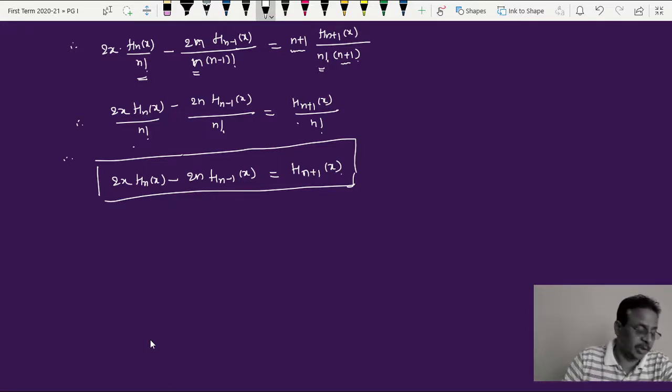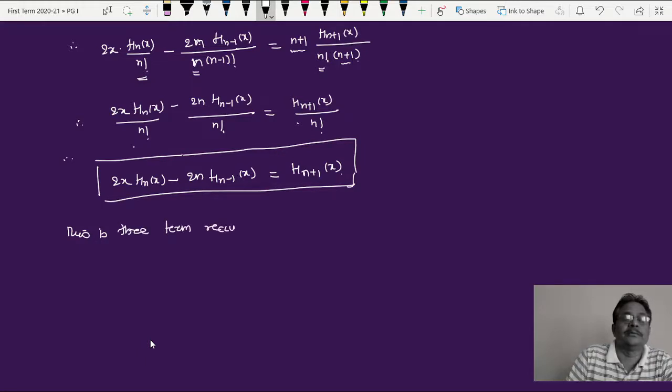So thereby all Hermite polynomials can be obtained from this. So write one statement here. This is the three-term recurrence relation.